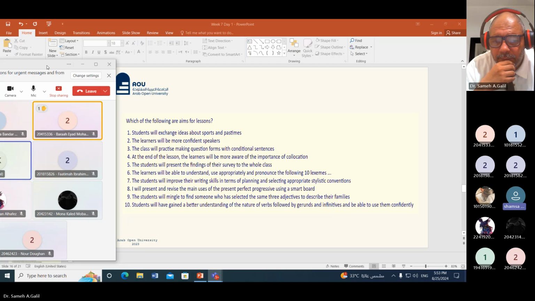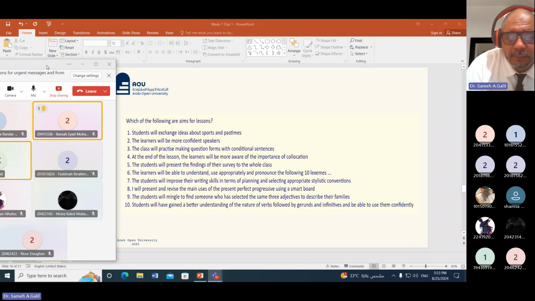Okay. Shamsa, number three. The class will practice making question forms with conditional sentences. Do you think this is an aim? Well, the aim will be to learn the conditional phrases. Yeah, but I don't see it as an aim. There is a procedure.